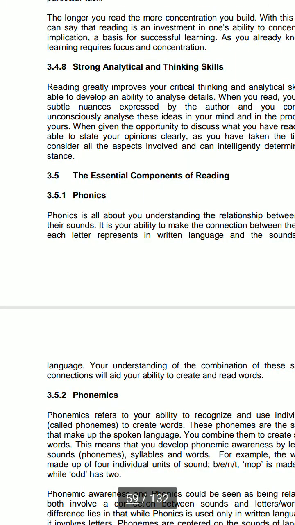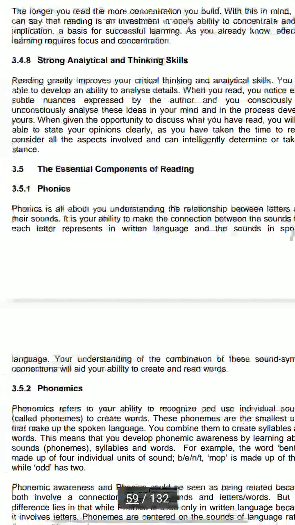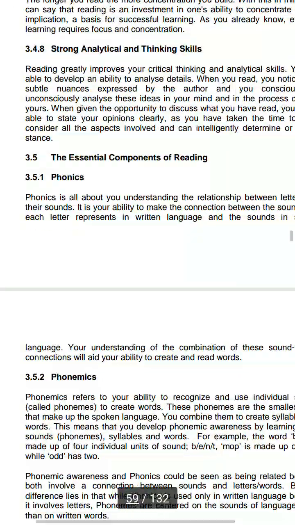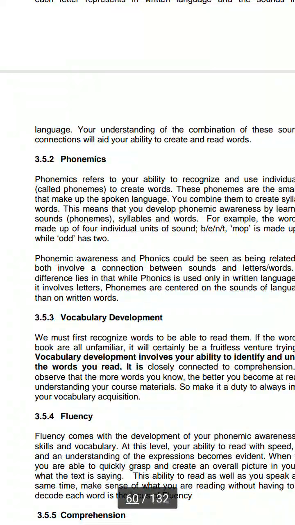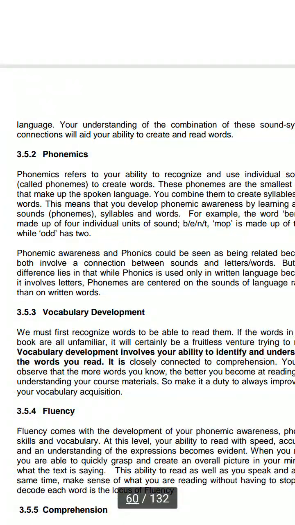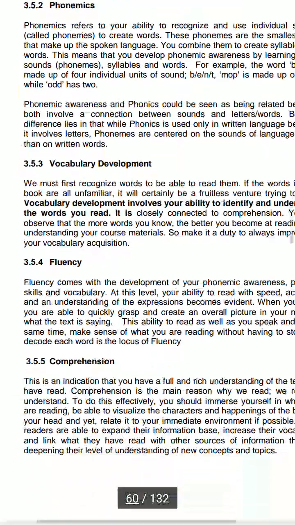Essential components of reading. We have phonics. Phonics is all about understanding the relationship between letters and sounds. Phonemics refers to the ability to recognize and use individual sounds to create words.